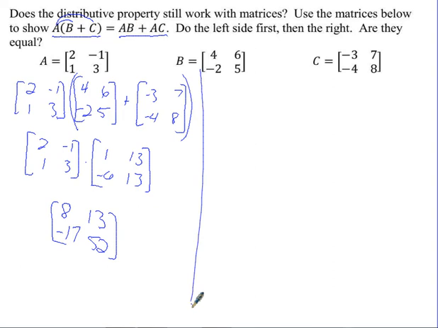So AB, we don't need to write this down again. We'll have AB equals, it's a 2 by 2 times a 2 by 2. So we'll have a 2 by 2.